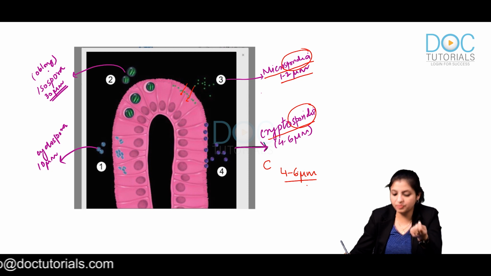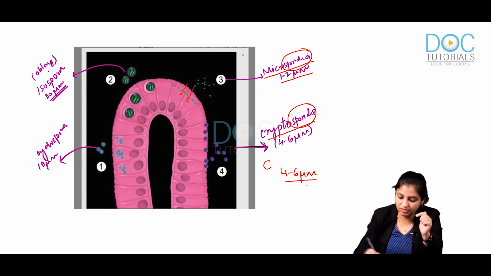That is your Cryptosporidia, usually 3 to 6 micrometer, everybody has to remember, and it stays in the brush border. Can you see here? It will be seen in the brush border of the epithelium. So they are blue colored spores sticking to the brush border of the epithelium.